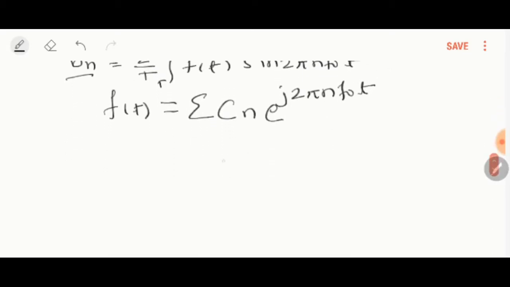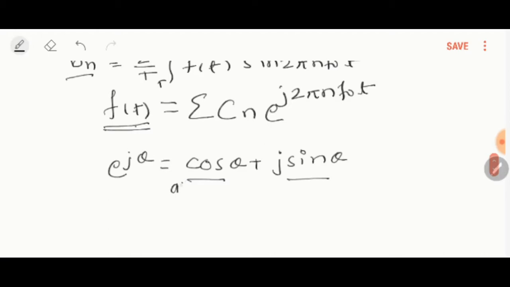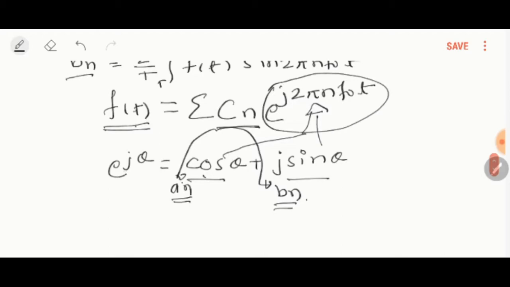Euler's identity, we know that e raised to the power j theta is cos theta plus j sin theta. So as in the trigonometric Fourier series, this f(t) consisted of sine and cos terms, that is an into cos and bn into sine, this cn will constitute an and bn. We will substitute some value for cn, which will be a combination of an and bn, and this cos term and this sine term will be the part of this exponential term.